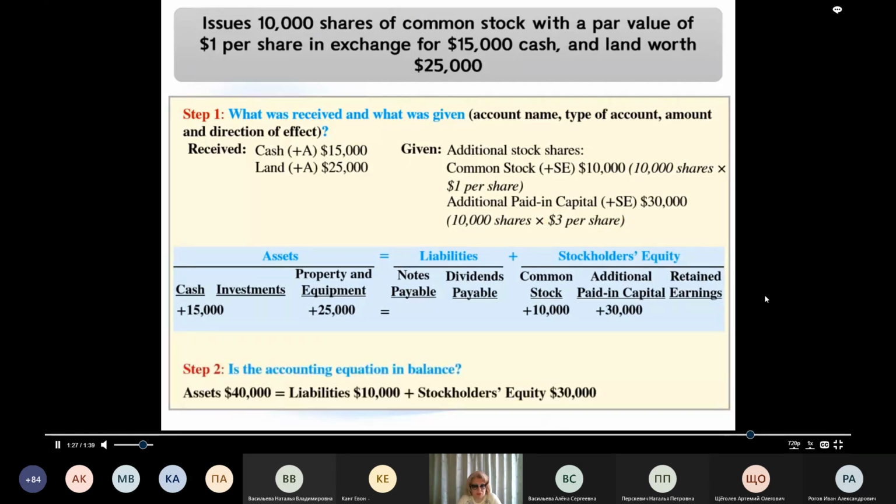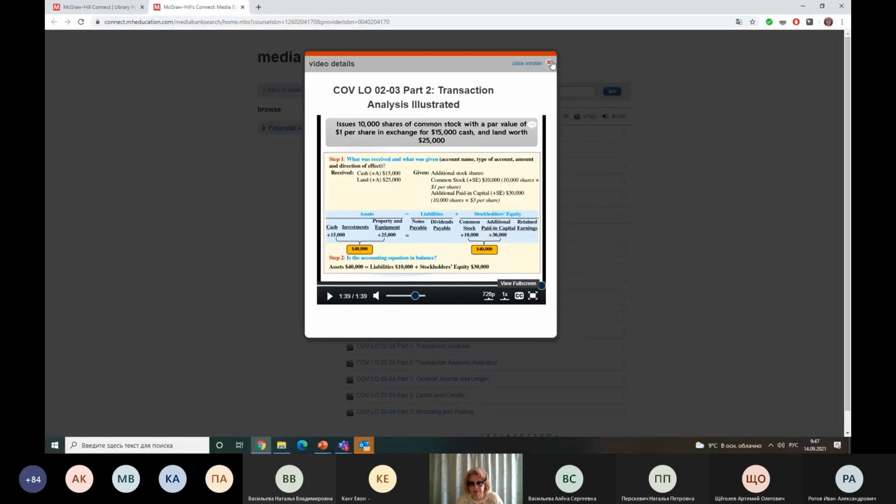Step 2. The recording of this transaction keeps the accounting equation in balance. Total assets equal $40,000 and total liabilities and stockholders' equity also equal $40,000. So, dear students, a very good demonstration of how to apply this transaction analysis for the recording process of every business transaction.